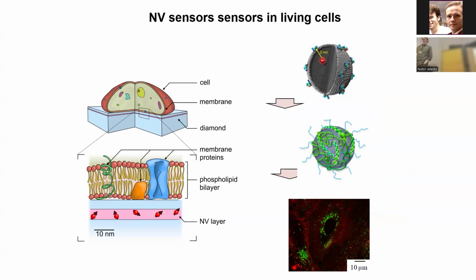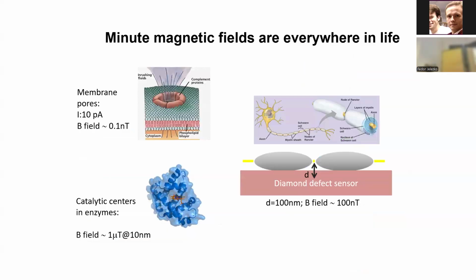Yes, I have a question about the previous slide. You showed the possibility of measuring magnetic fields. With NV centers, you can also measure electric fields. But why did you decide to go for magnetic fields for, for example, the neurons?